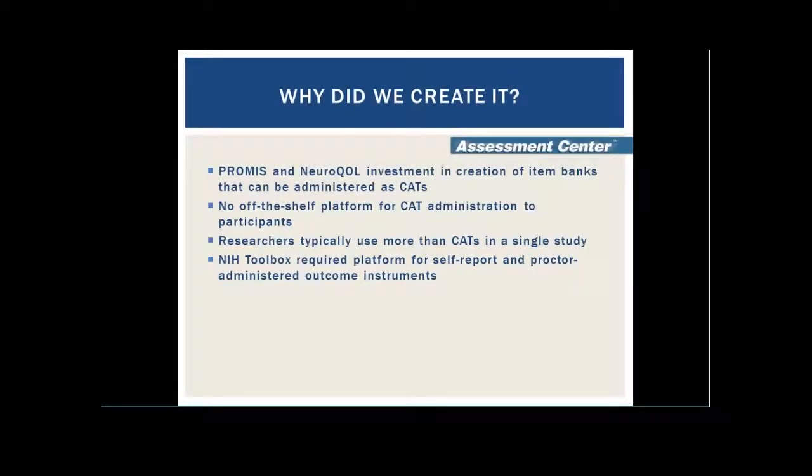So Assessment Center, why did we create it? PROMIS and NeuraQual had an investment to create item banks that can be administered as CATs. At the time, there wasn't an off-the-shelf platform for CAT administration. And so what better opportunity for us to create a platform than at that point. What we've learned over time is that researchers typically use more than CATs in a single study, so CATs in sequential forms. And over time, there came Toolbox. And for Toolbox, it was required that there be a platform that could be used for self-report and proctored administered outcome instruments. And so Toolbox was then implemented within Assessment Center as well.